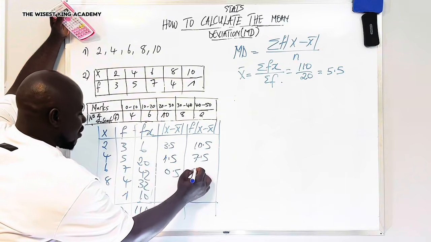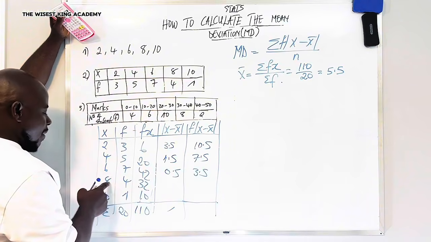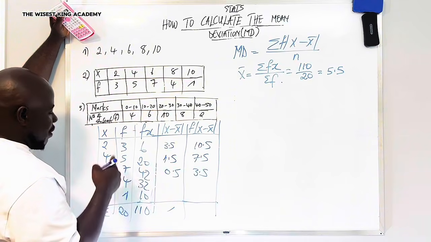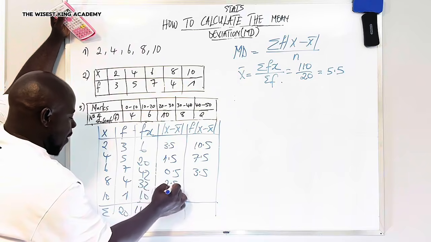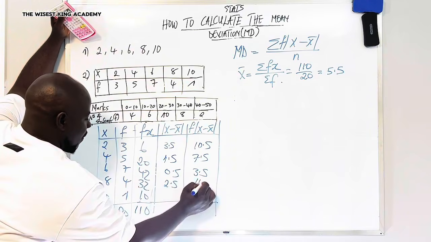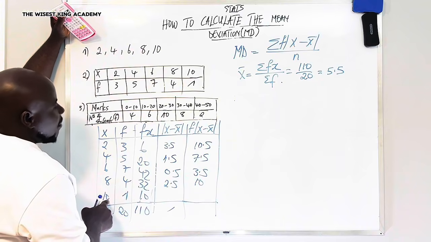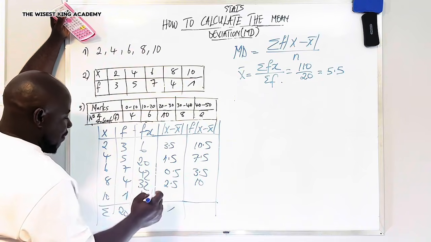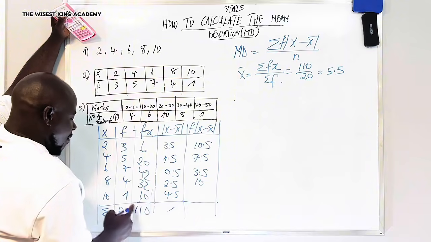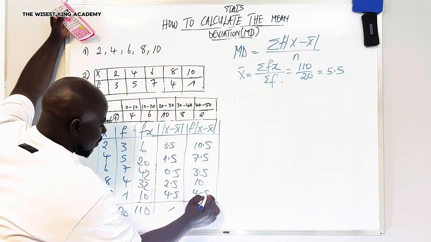0.5 times 7, that's going to give me 3.5. 8 minus 5.5, that will give me 2.5. 2.5 times 4, 10. 10 minus 5.5, that will give me 4.5. 4.5 times 1, that's 4.5.